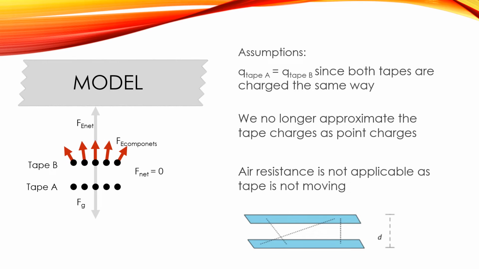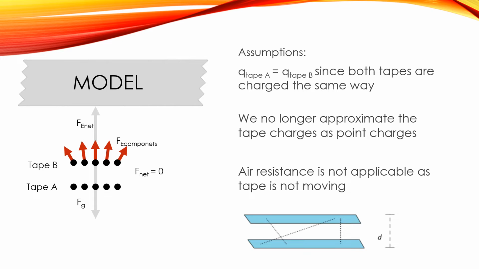This is our computational model. We are assuming this time that these tapes are a line of point charges that each have a slightly different x and y component, and we add all of these up to get the F net.